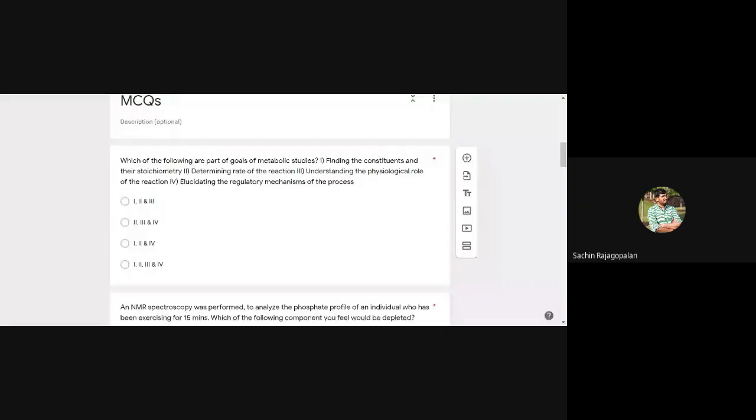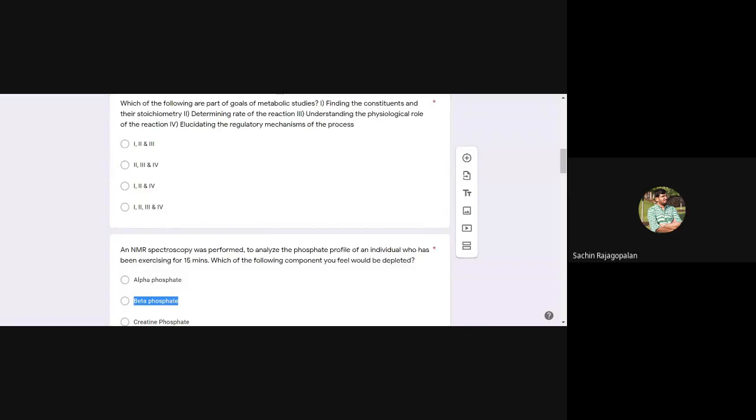The very first question says, which of the following are part of goals of metabolic studies? So yes, finding the constituents and their stoichiometry, finding the rate of the reaction, understanding the function of the reaction, and also how that reaction is regulated. So it's going to be all four, 1, 2, 3, and 4.